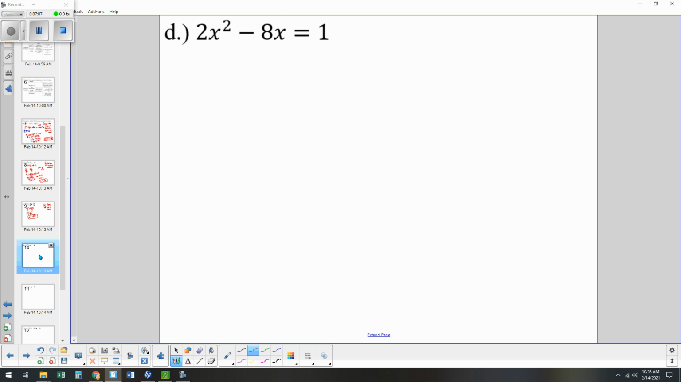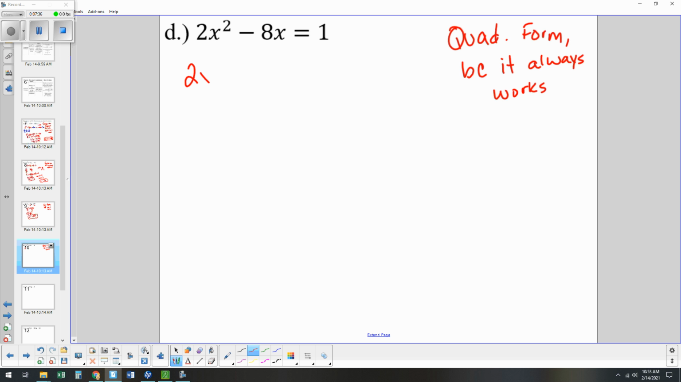All right, on the next one, I have an x and I have an x squared, so I can't do square roots. I could try to factor it. If I subtract 1, 1 times 2 is 2. Nothing multiplies to 2 and adds to negative 8, so that cannot be factored. So I'm going to go ahead and do quadratic formula, because it always works. If I'm unsure of what method would be best, quadratic formula will always work.